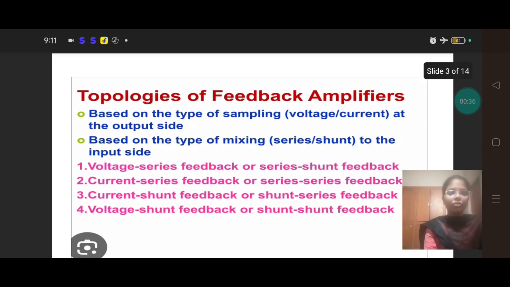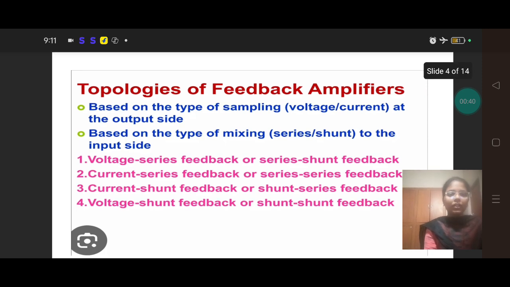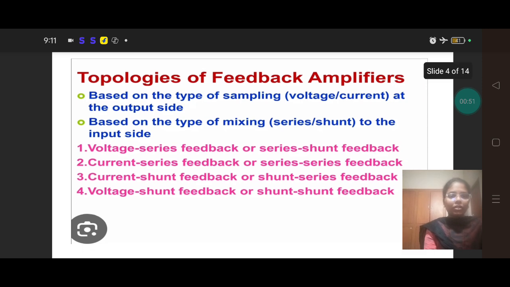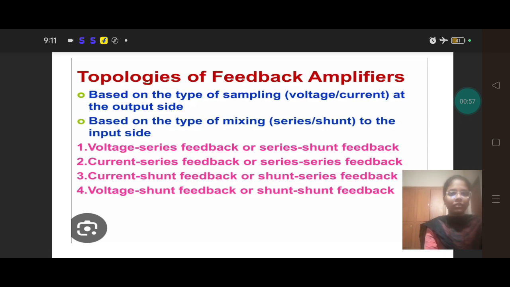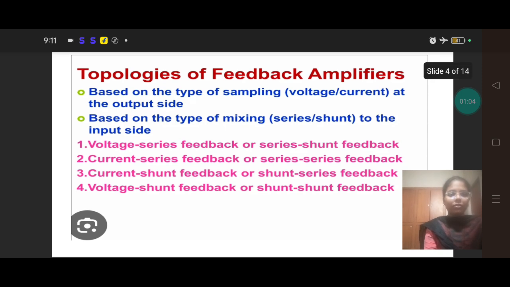The four types of topologies of feedback amplifier are voltage series feedback, current series feedback, current shunt feedback, and voltage shunt feedback. These are the four types of feedback, or other names for the four types of topologies in amplifiers. They are series-shunt feedback, series feedback, and shunt feedback, based on the type of sampling, voltage or current, at the output side, and the type of mixing, series or shunt, at the input side.